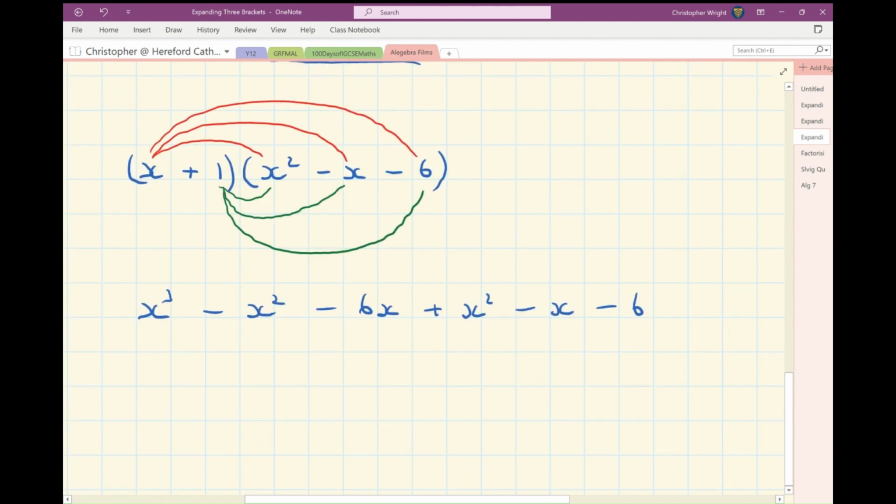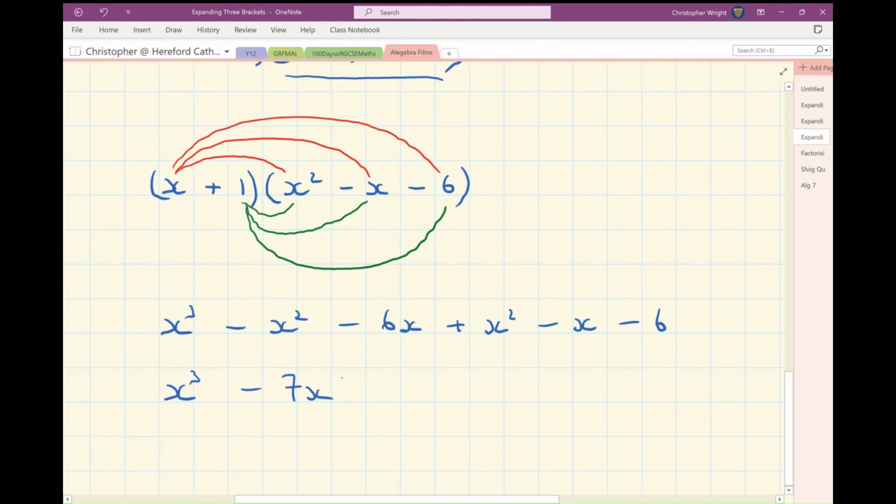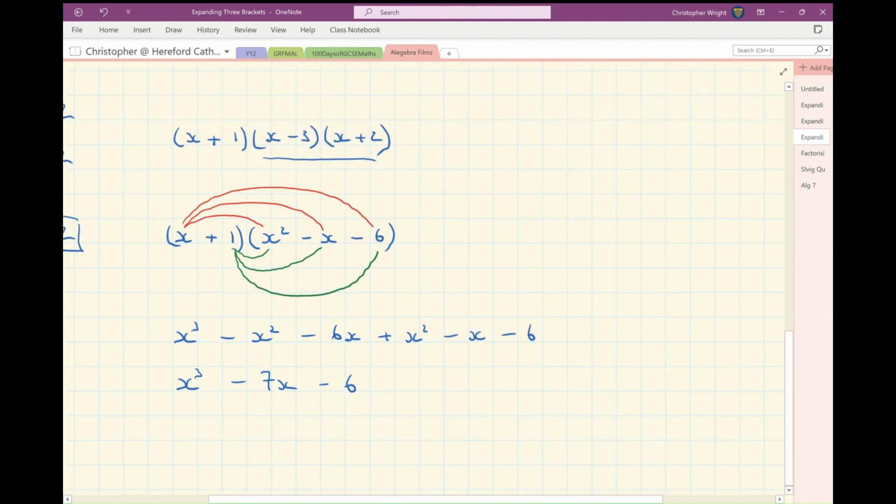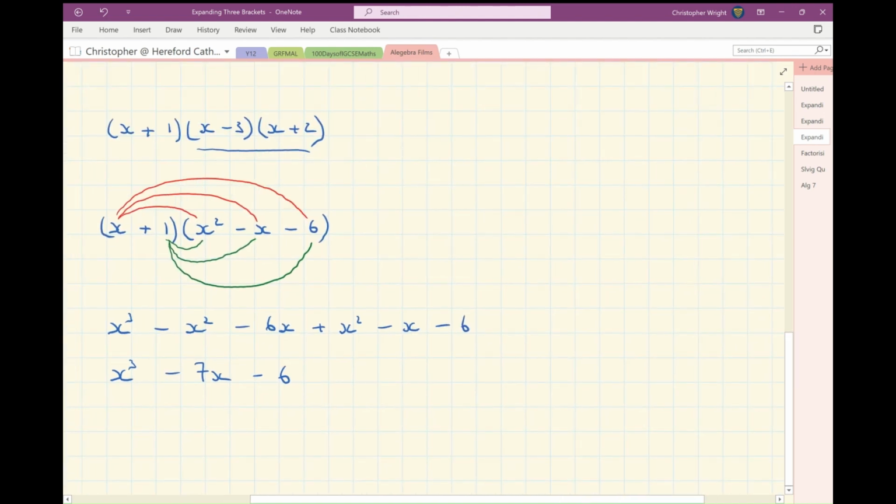And now I can tidy this up. So I've got an x cubed. I haven't got any more x cubes. x squared: I've got minus an x squared plus an x squared. So in this case, I've got no x squareds. x's: I've got minus 6x minus an x gives me minus 7x. And then as far as the number goes, it's just minus 6.